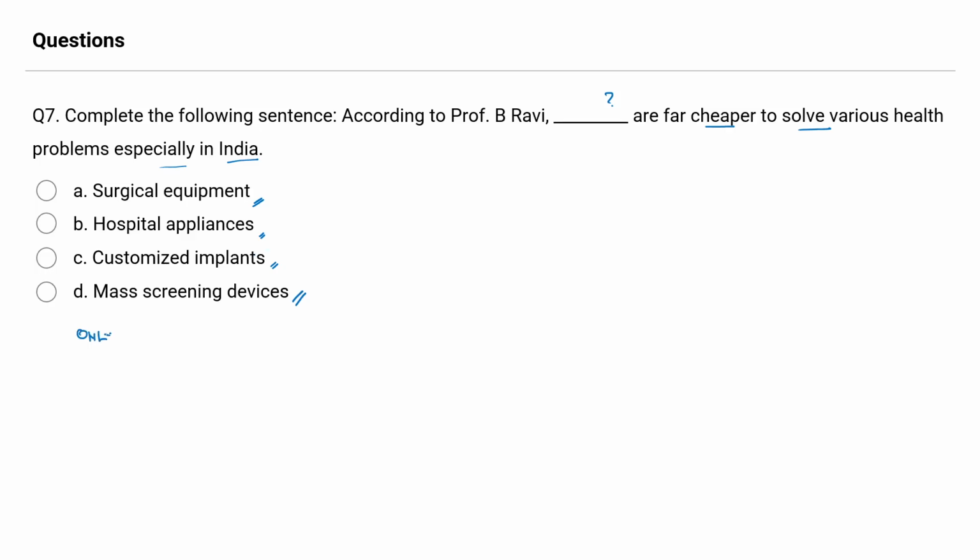According to Professor Ravi, which are far cheaper to solve various health problems, especially in India: surgical equipment, hospital appliances, customized implants, or mass screening device. You've got four choices, and one of them is correct. You have to make a thoughtful choice and let me know. Again, the same way you can type in your option and respond. Think about it.